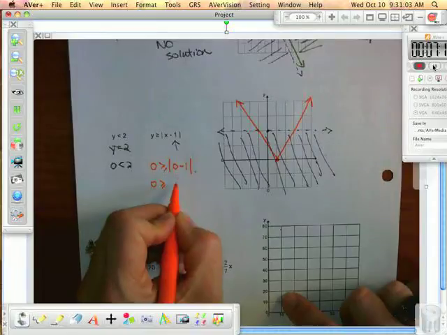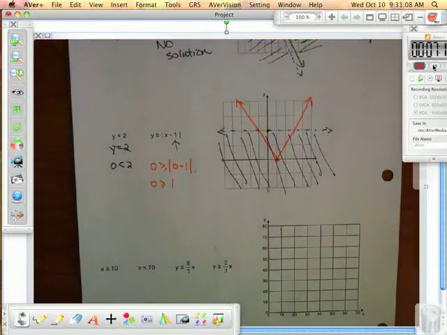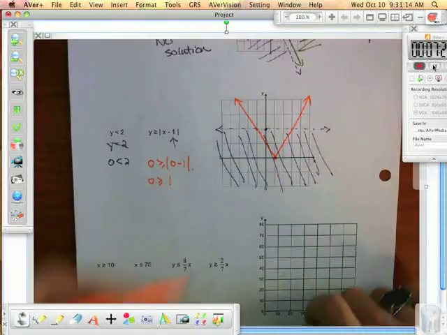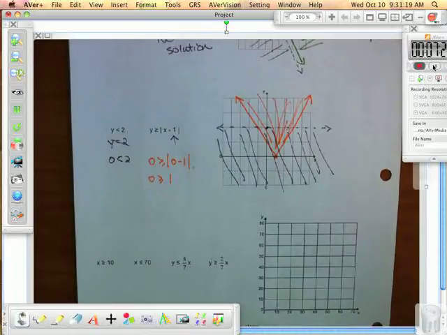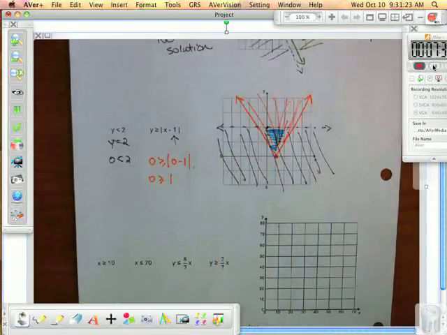Absolute value of negative. Is this a true statement? No. So where do I shade? In the upper part, because I don't want to include 0, 0. So there's just a very small overlapping part here. It's this part right here. This is my solution. Right there.